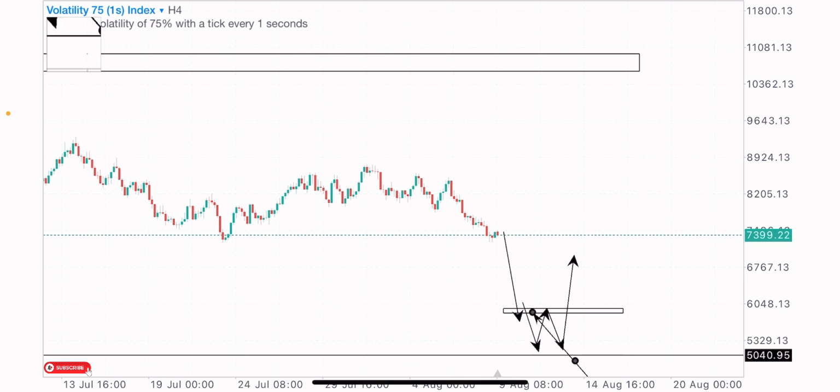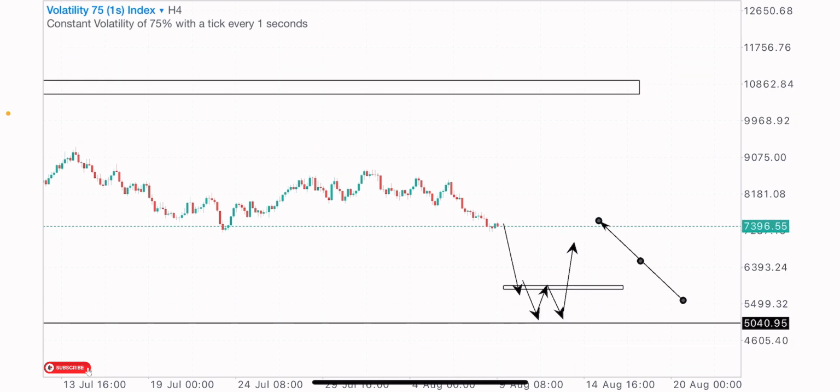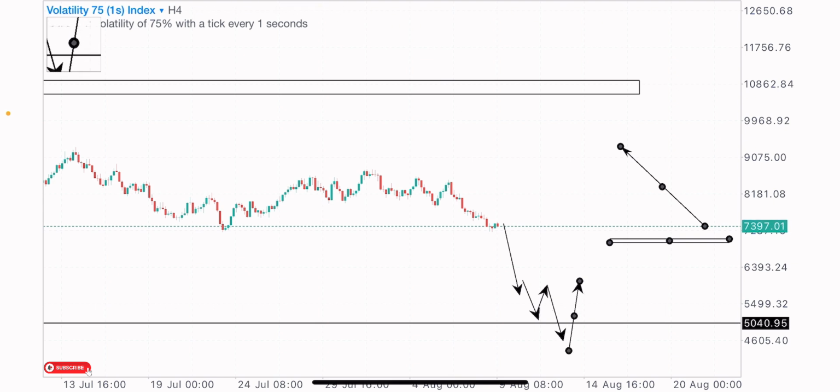On this double bottom formation, on the break and close above the neckline, I'll be taking the buys on this index. So this is one of the entry confirmations I look for. Another one is the inverted head and shoulders pattern formation, which looks like this. I'm sure you guys know how these formations look.